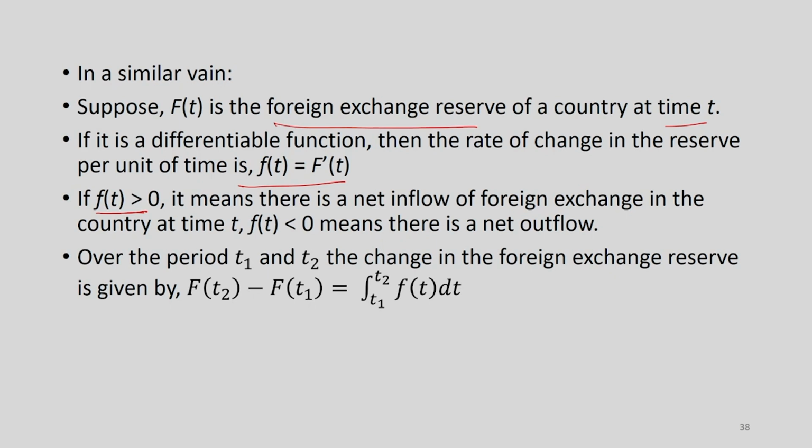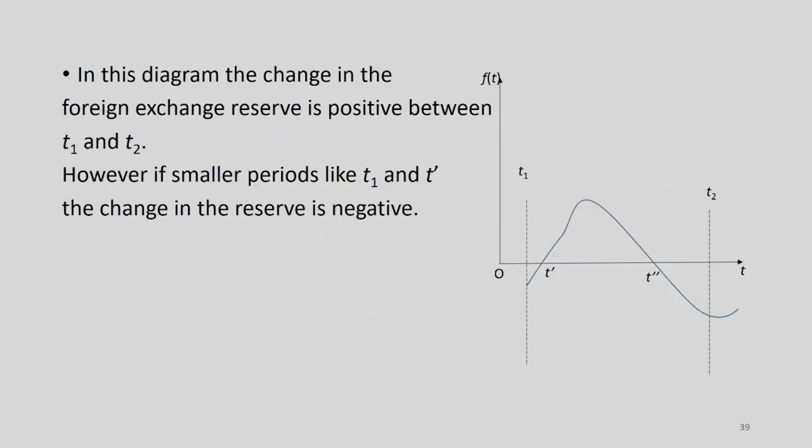Now, over the period T1 and T2, the change in the foreign exchange reserve is given by capital F T2 minus capital F T1, and that we have seen can be expressed in the form of an integration. It is a definite integral: the integral from T1 to T2 of small f t dt. In this diagram, the change in the foreign exchange reserve is positive between T1 and T2.